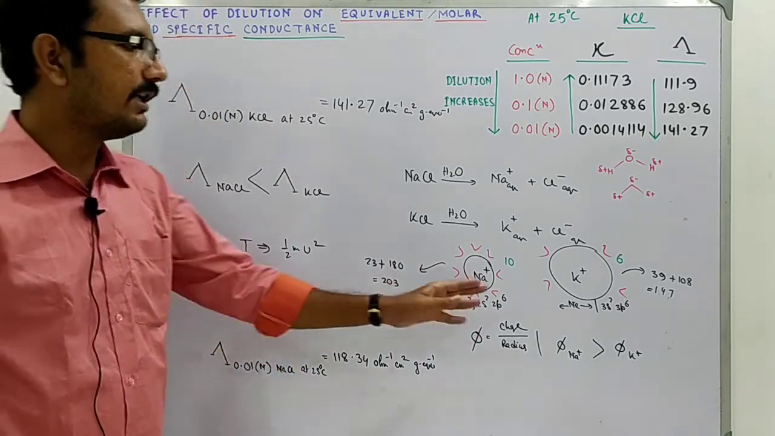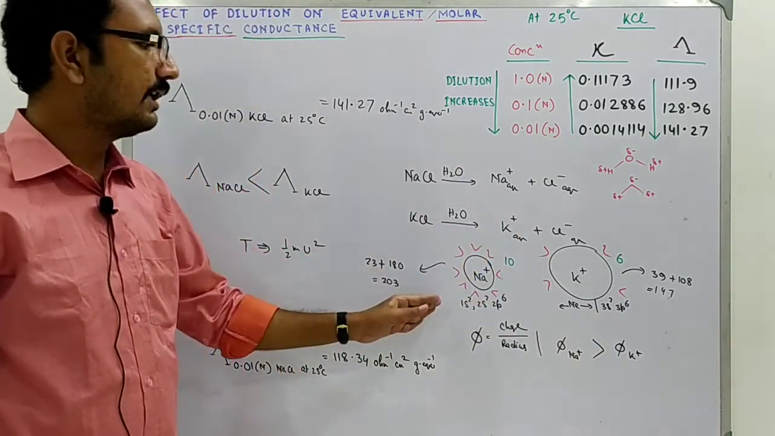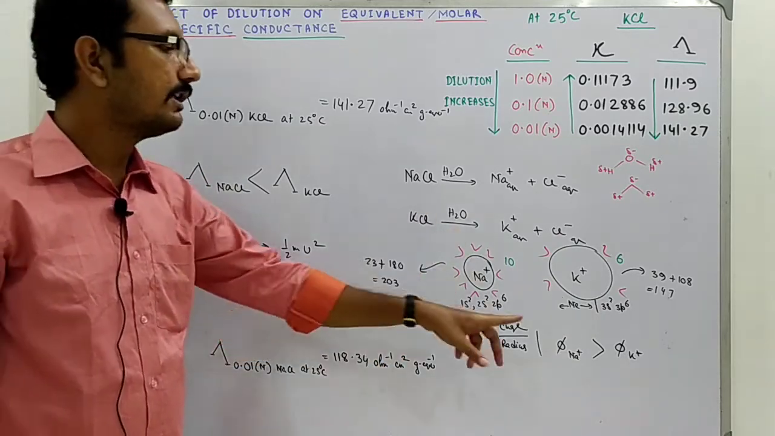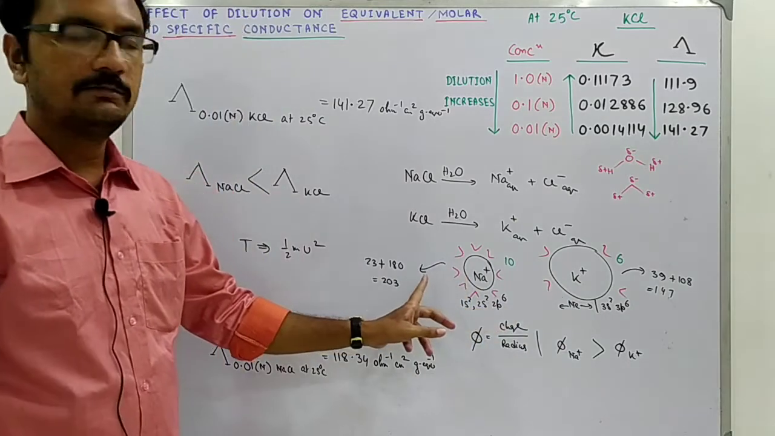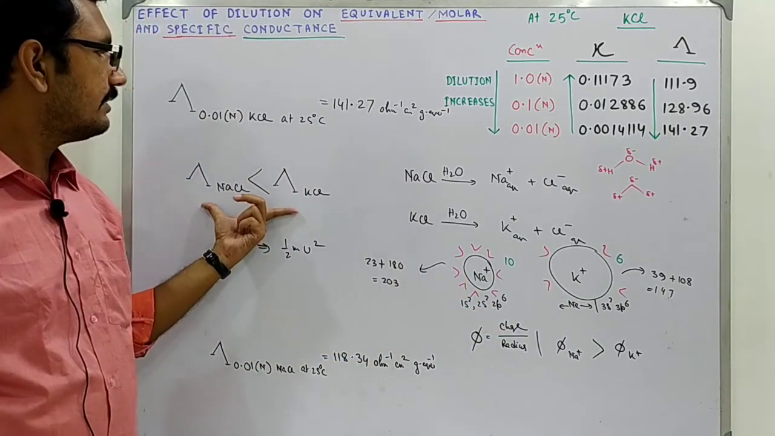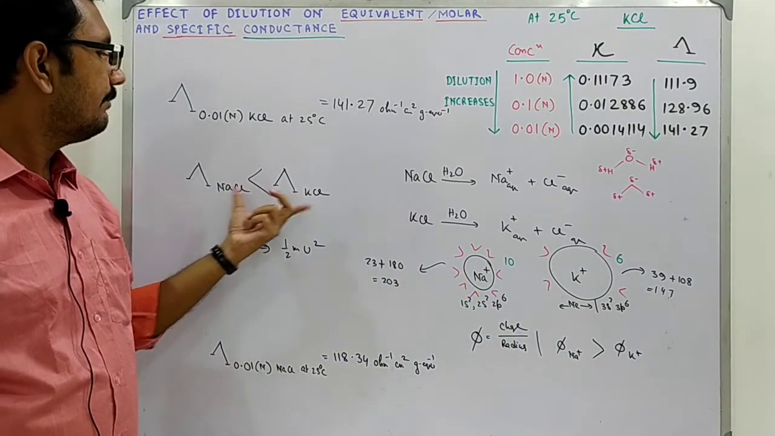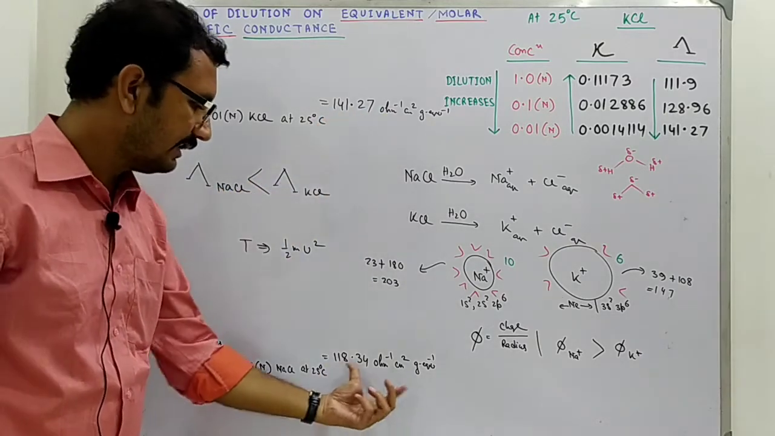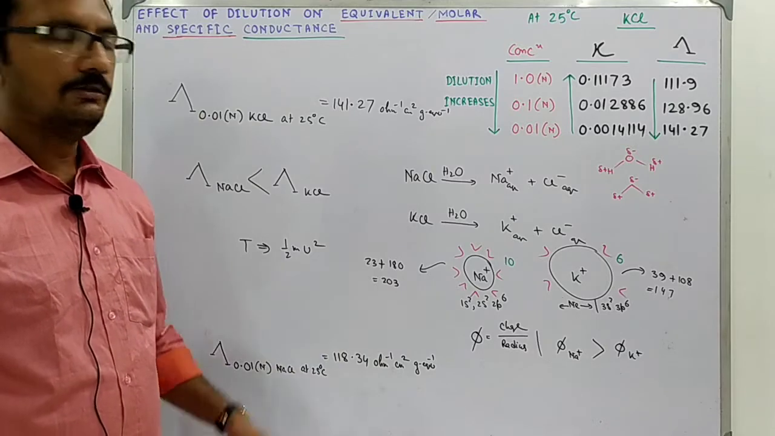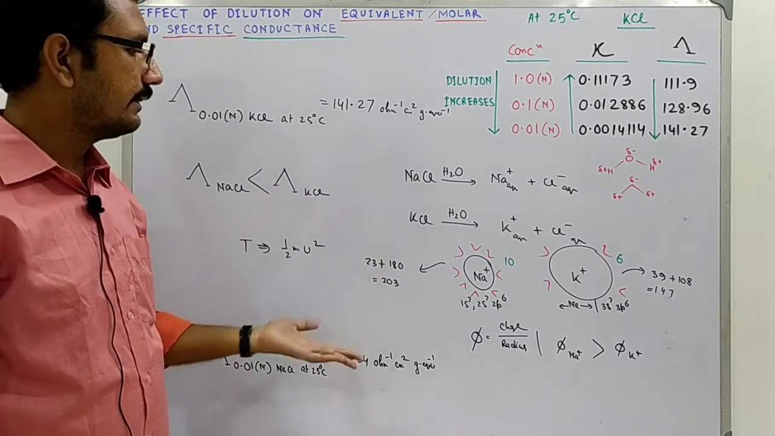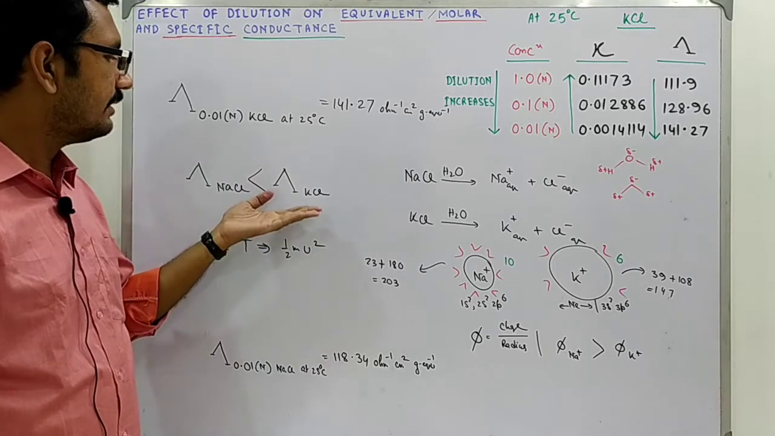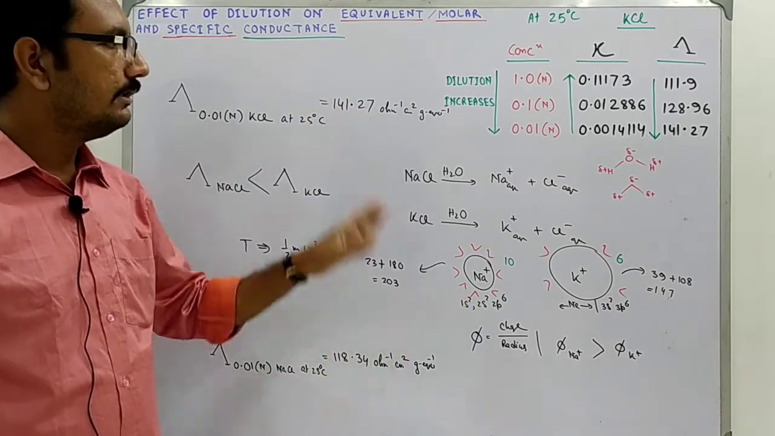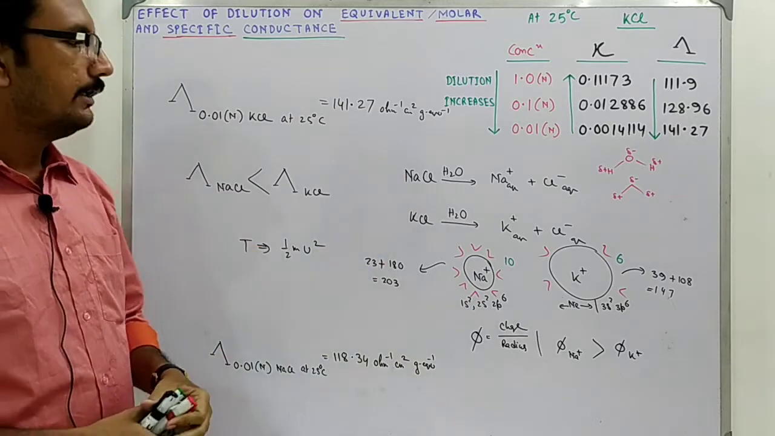So, if K plus moves faster than Na plus, what will be the value of the conductances? It will have a greater conductance than NaCl. So, that is our experimental result. Lambda KCl is greater than lambda NaCl. It is 141.27 and 118.34. So, it is in good agreement. The experimental results are in good agreement with the theory. Okay. So, hope you understand this philosophy.